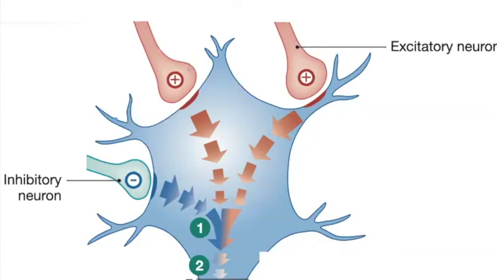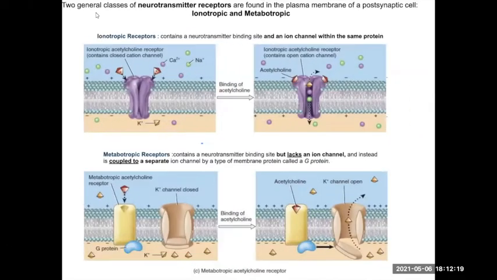And so this is what we're getting into next, these kinds of channels that are on the postsynaptic membrane and then the actual neurotransmitters that cause these effects. In general, there are two general classes of neurotransmitter receptors. So here we're talking about receptors, and they are ionotropic and metabotropic, right?